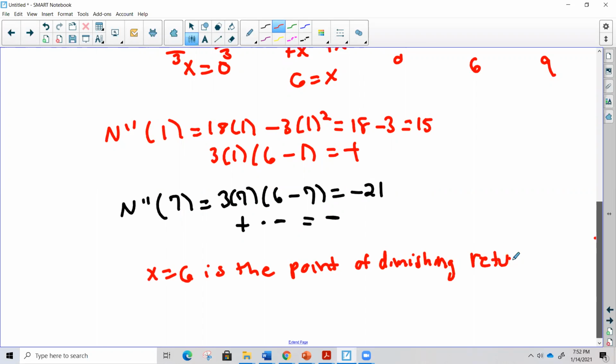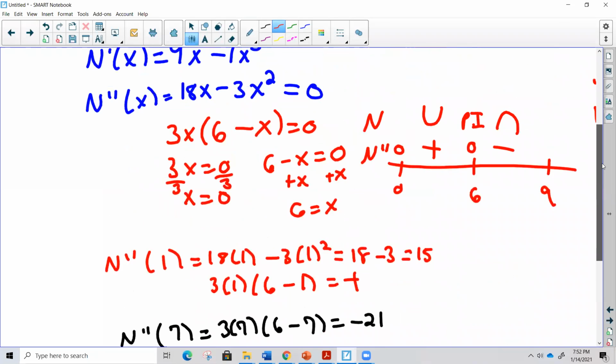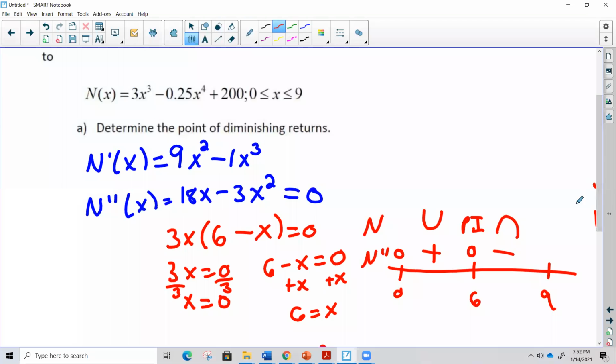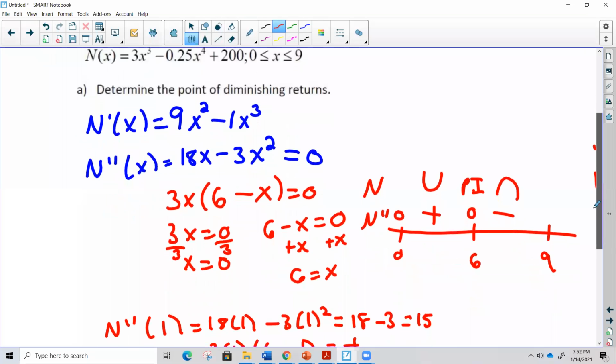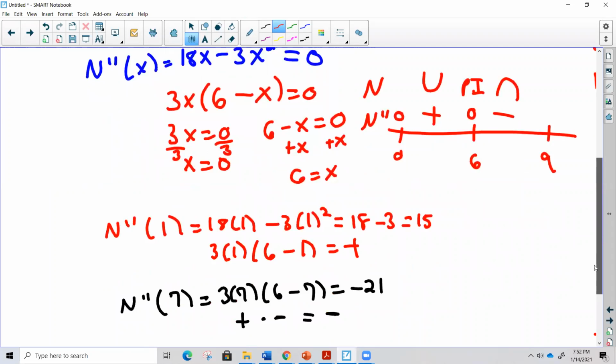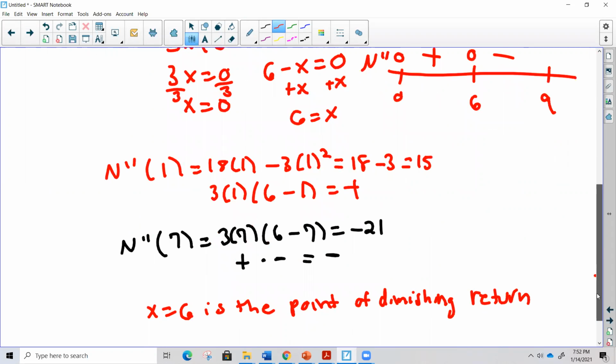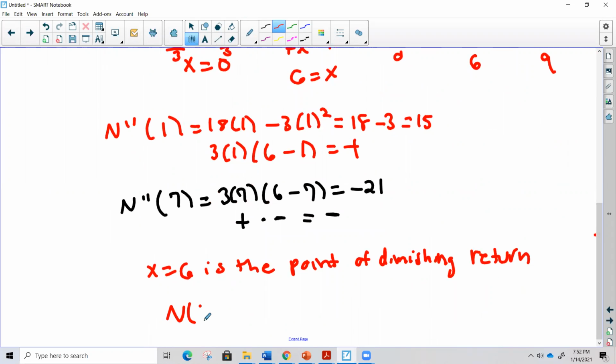Okay, now since it says a point, I'm actually going to find the entire point. To do that, I plug 6 into my original function, n of x. So I'm going to find n of 6. The function was, again, n of x, if I write it just so I don't have to scroll back up and down, 3x cubed minus 0.25 x to the 4th plus 200.